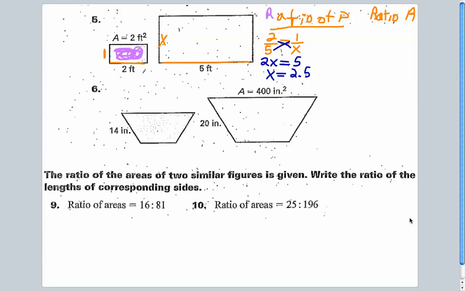That means this side is 2.5, which means that the ratio of the perimeters is going to be 2 to 5. The ratio of the area, then, is going to be 2 over 5 squared, so the ratio of the area is going to be 4 over 25. That's the ratio of the area.